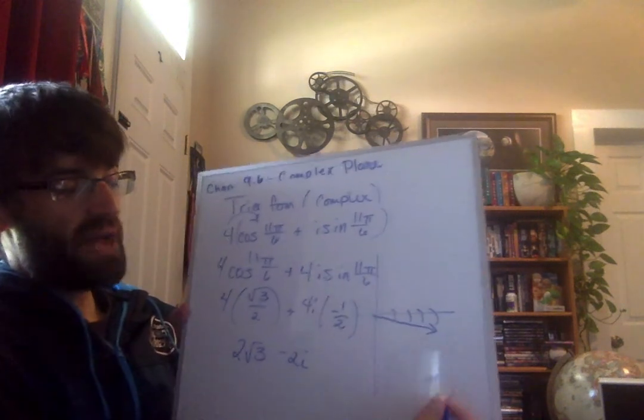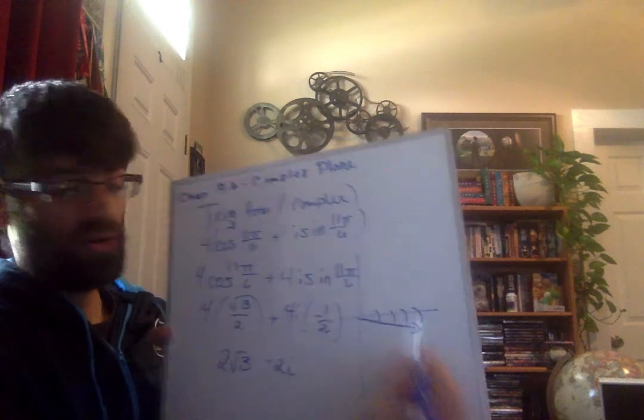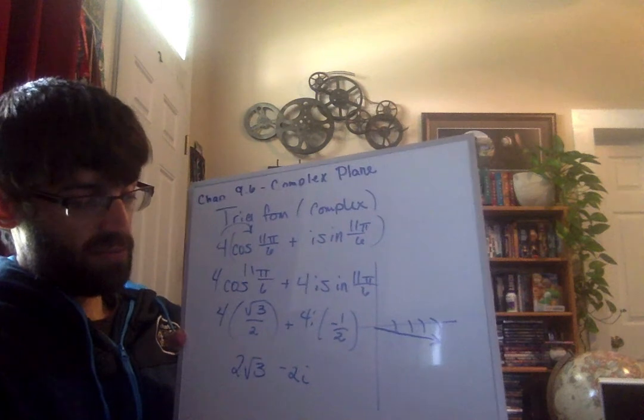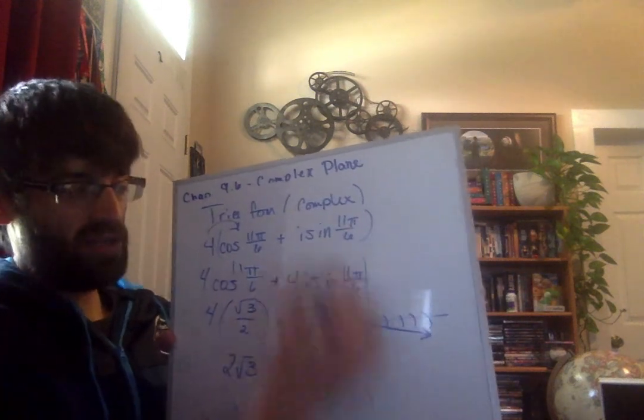So if I were to graph that out in rectangular coordinates, I would go over 2 square root of 3 units and then down 2 units on the imaginary axis.